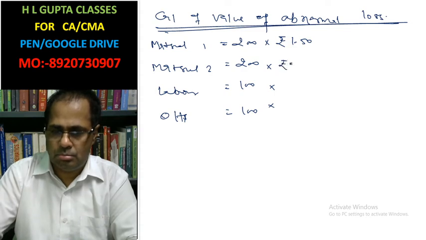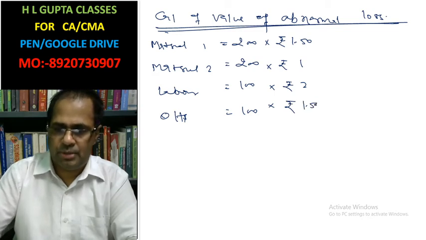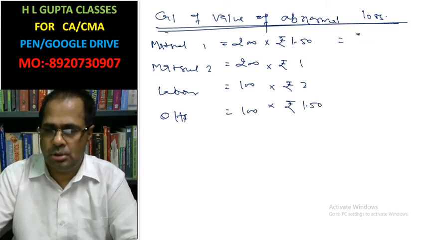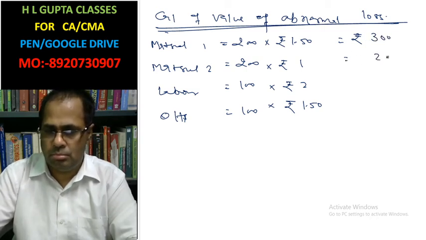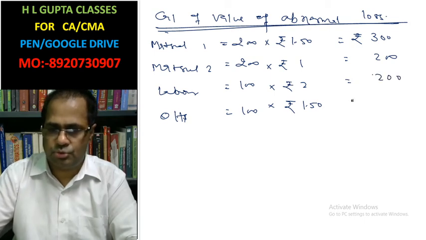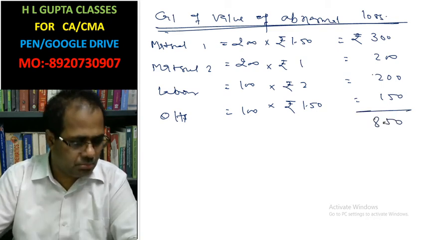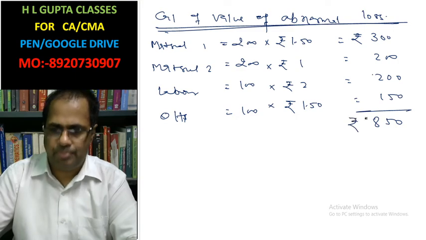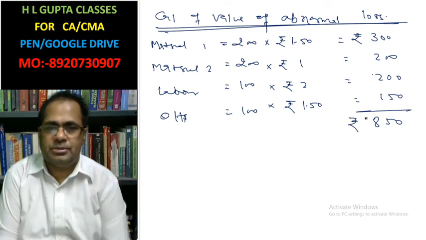Into 1.50, rupee 1, rupee 2, 1.50. 300, 200, this is 200, 150, rupees 850. Okay, we have calculated here equivalent production units.